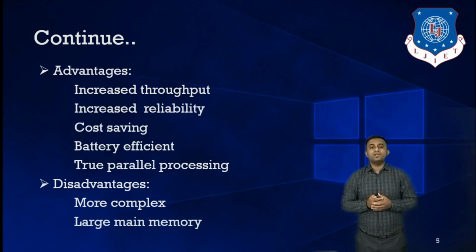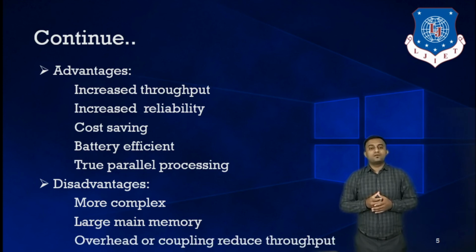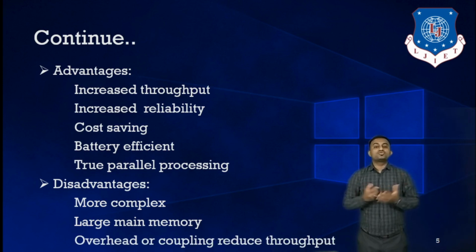Okay. Next, large main memory, that is already discussed by me in the previous slide. Because we have multiple processors, to execute multiple processes on multiple processors, definitely that set of processes we should have in main memory. And if you want to accommodate that many processes, we need to have a large size of memory. Okay, so that is one disadvantage. And the last one is overhead, or we can say coupling reduced throughput.